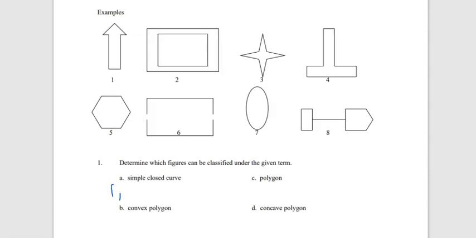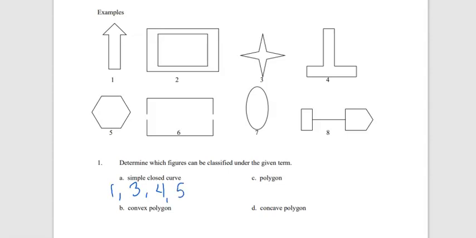Now, number 2 does not. If we were going to draw that interior rectangle there, we would have to lift your pencil or your pen, whatever you're drawing with. So that is not a simple closed curve. Number 3 would be, because we can draw that without lifting our pencil. It would be drawn by starting and stopping at the same point, and it does not cross over itself. Number 4 would be as well, for all of those reasons that I just discussed.